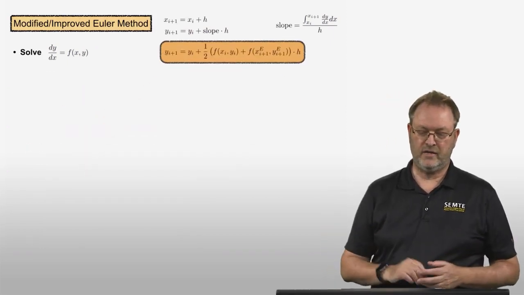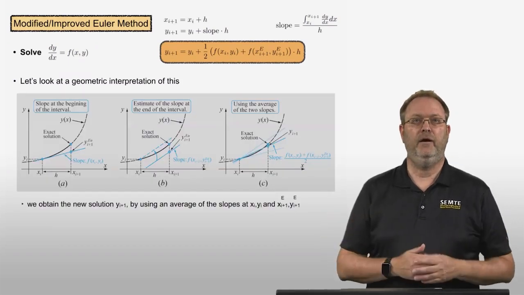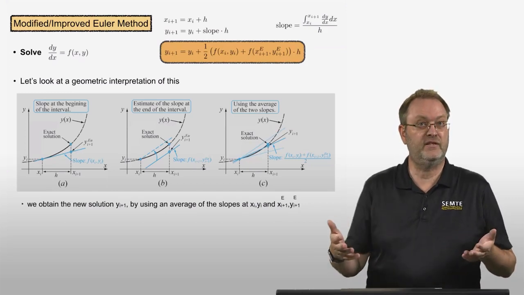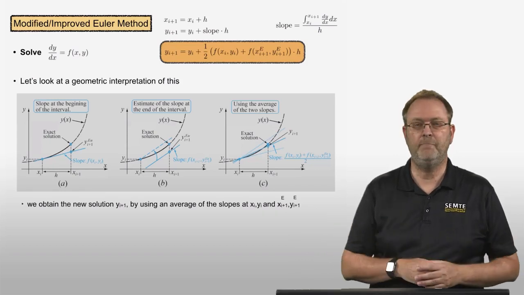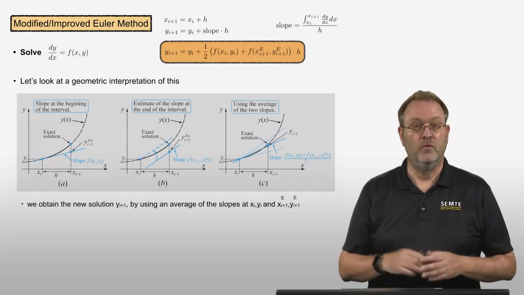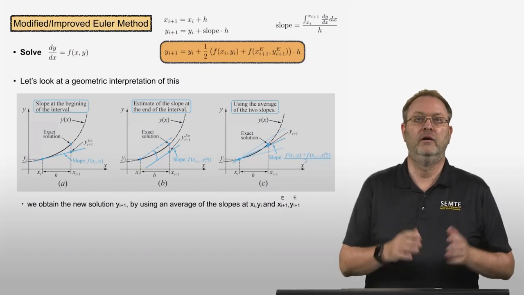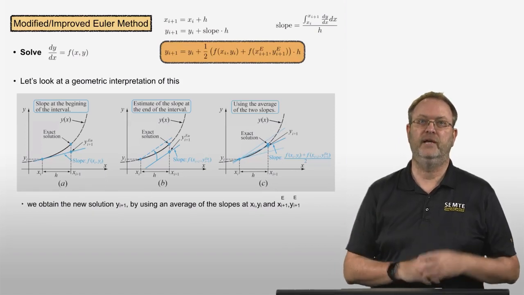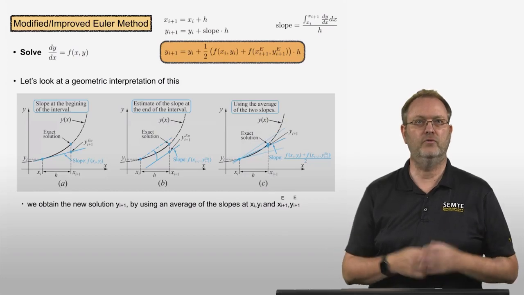So what would this look like geometrically? As a first step, we do this forward Euler with a step size of h that gives us an estimation for y_{i+1} Euler and x_{i+1}. And we then evaluate the slope at that point. We take that slope at that Euler point plus the slope at our original start point x_i, y_i, and we average the two. And that is then the slope that we will use to find the new solution value y_{i+1}.